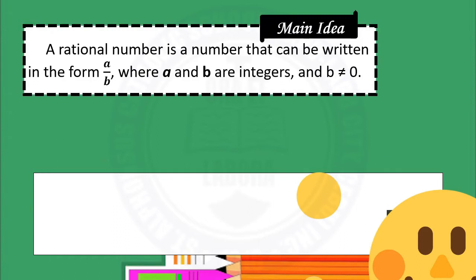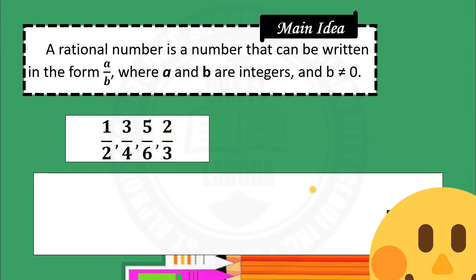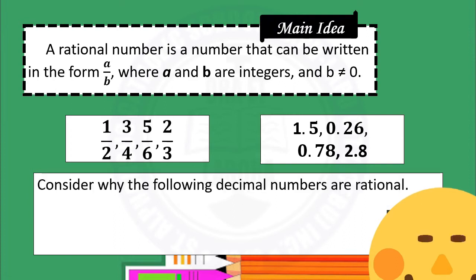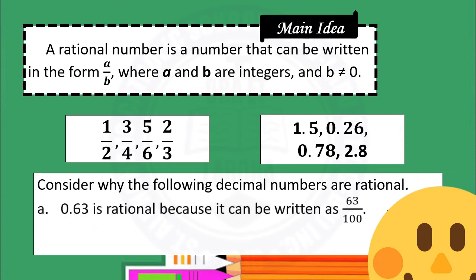Here is the definition of the rational number. A rational number is a number that can be written in the form a over b, where a and b are integers and b is not equal to 0. Rational numbers can be written in fraction form like 1/2, 3/4, 5/6, and 2/3, or in decimal form like 1.5, 0.26, 0.78, and 2.8. Now let us consider why the following decimal numbers are rational numbers.